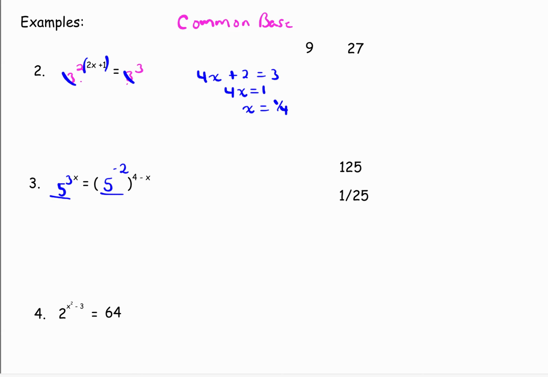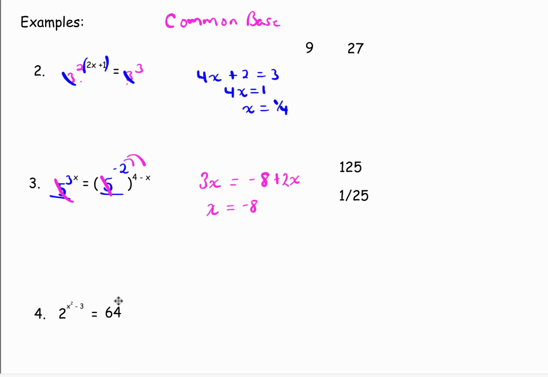I have my common base of 5, so now I can solve. I'm left with an exponent of 3x on one side, and on this side, after I distribute, I get negative 8 plus 2x. A little math, and voila, x is negative 8. Getting the hang of it?